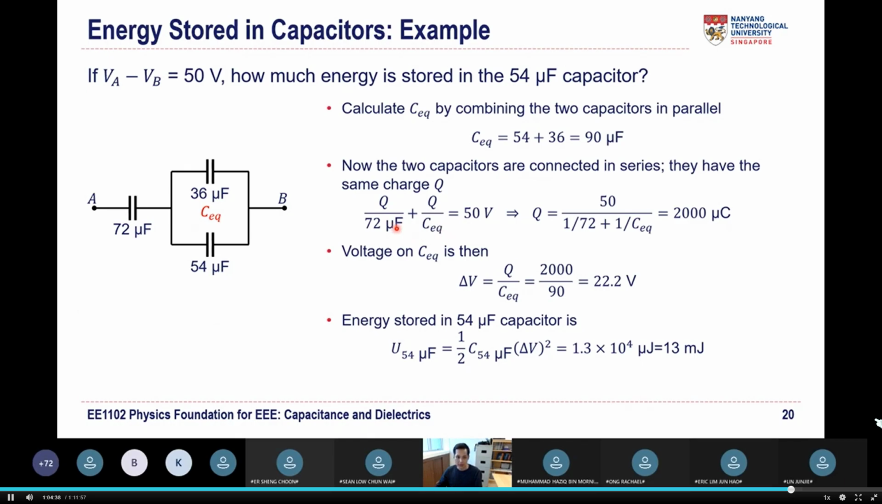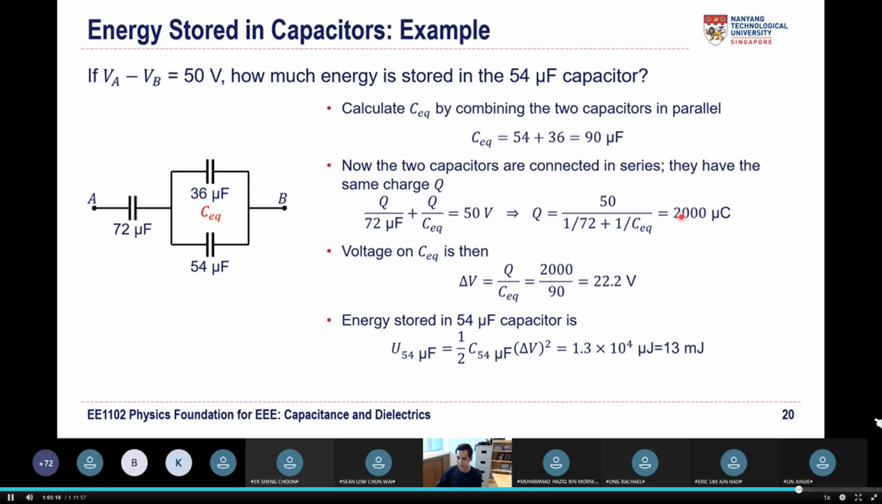Okay. So this Q divided by 72 microfarad is going to give us the electric potential across the 72 microfarad capacitor, and then Q over C equivalent is going to give us the voltage across the equivalent capacitance. And adding them together has to be 50 volts because that's the potential difference between A and B. And then rearranging that, and C equivalent, of course, is going to be 90 microfarad, which we calculated earlier.